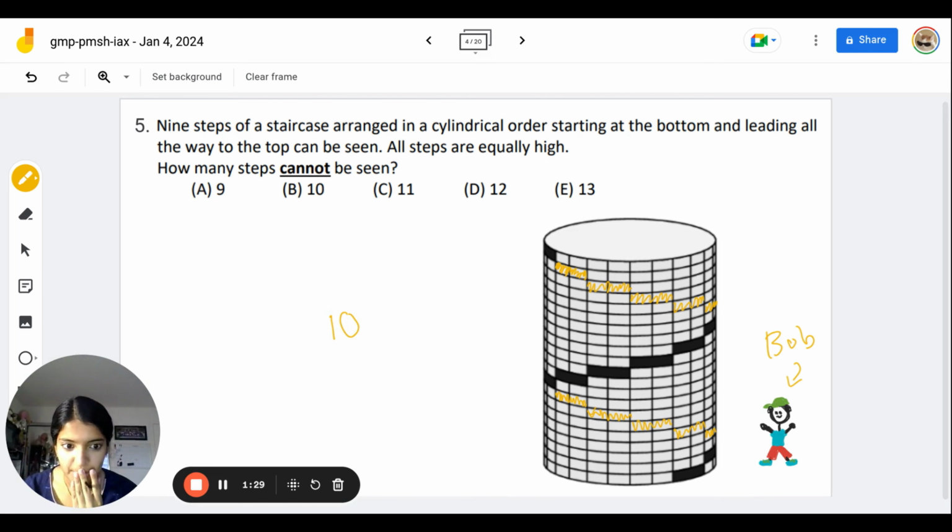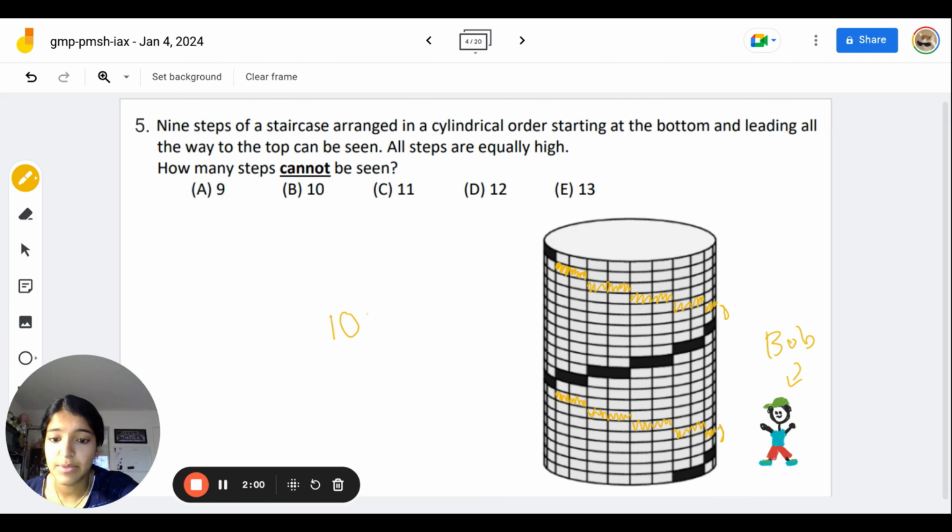Oh, Bob's saying something. He's telling me that there are steps on the side of the cylinder that I can't see, but he can see them. But I can kind of tell that there are steps because when you look over here and over here, we see that there is one staircase step that's missing. So the only possibility is that Bob can see these, but I can't because I'm not on the side of the cylinder. So Bob tells me that there's 2 steps that I'm missing.